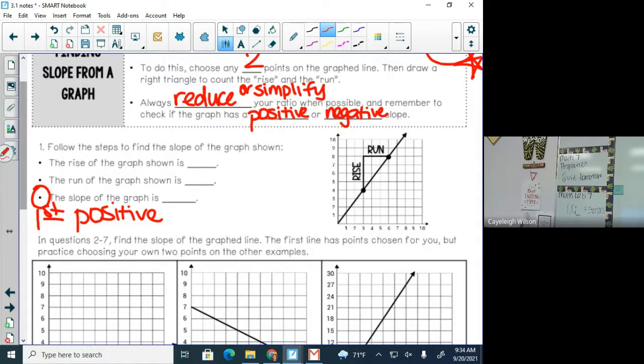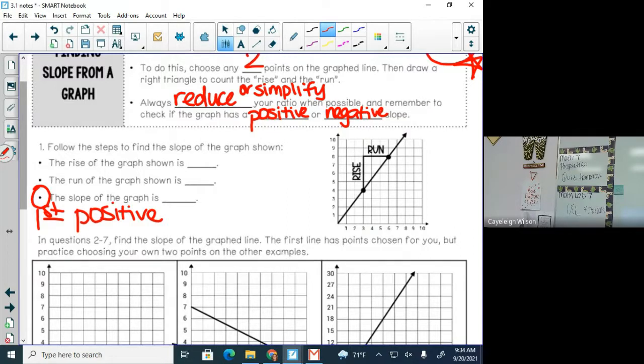Now, for the rise of the graph, they say to choose any 2 points. So they chose these 2. Let's say that Trevor's looking at it and he wants to choose this one and this one, and then Preston's looking at it and he wants to choose this one and this one. It doesn't matter, okay? You're going to choose any 2 points that go perfectly through the corner of the box. You can't choose this one because it doesn't go perfectly through the corner. Does everybody understand what I'm saying? And you can't choose this one right here because it doesn't go perfectly through a corner of a box. All right, so let's count the rise.